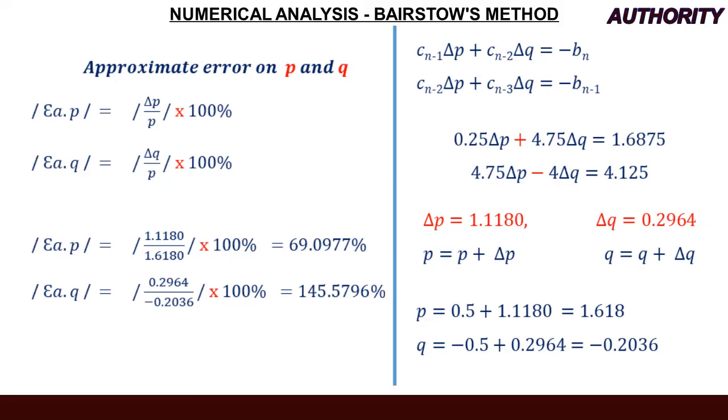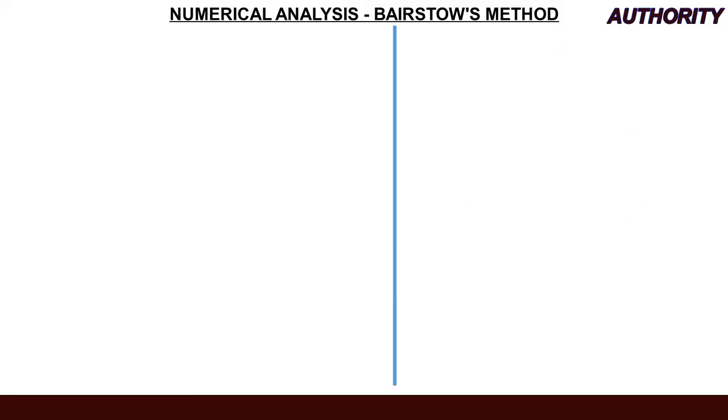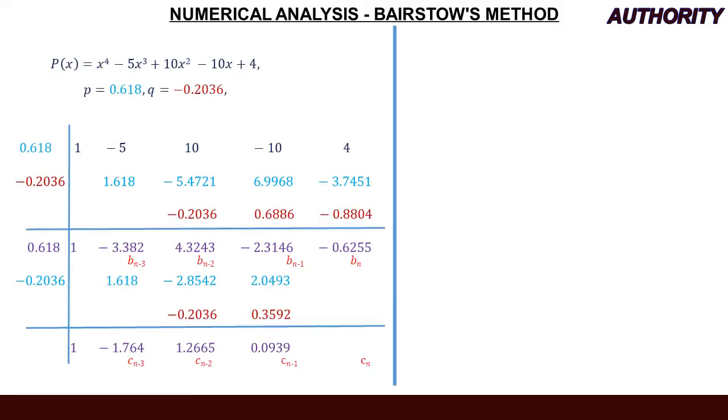Second iteration using the same P of X and the new P and the new Q that we obtained. Okay, good. Look at it. We have the table. We perform the operation, and when you perform the operation, this is what you are going to have. As you have this, you know your Bn, you know your Bn minus 1, you know your Cn, you know your Cn minus 1, you know your Cn minus 2, you know your Cn minus 3.